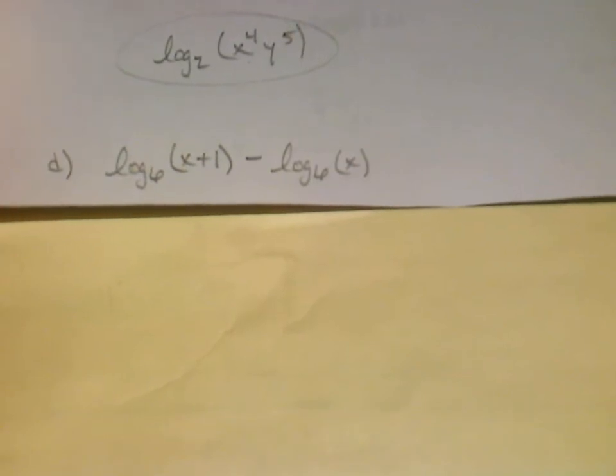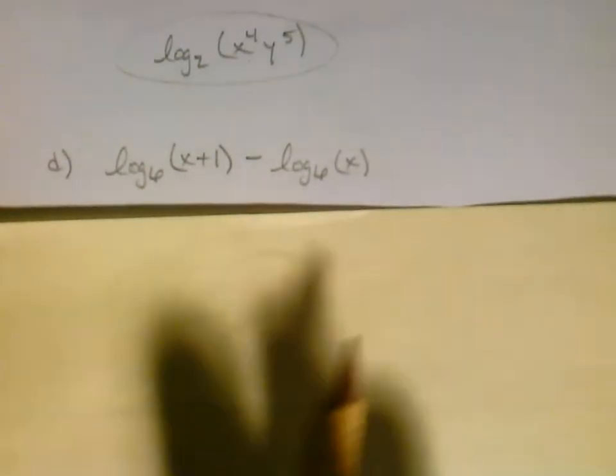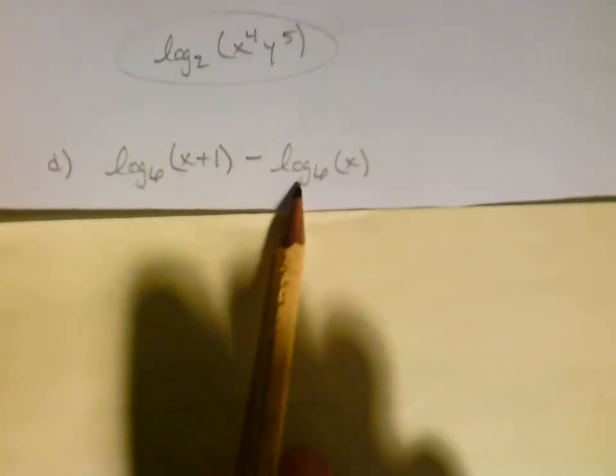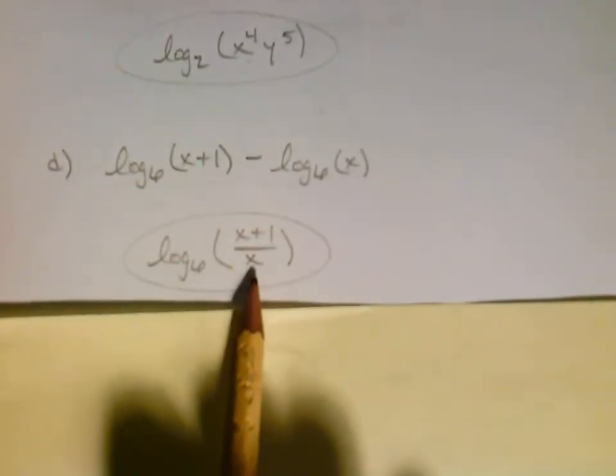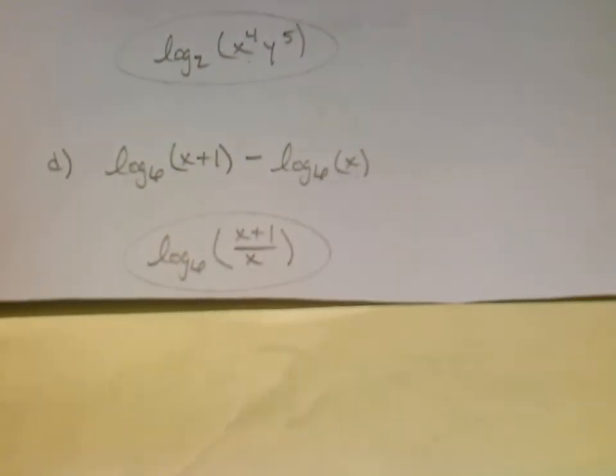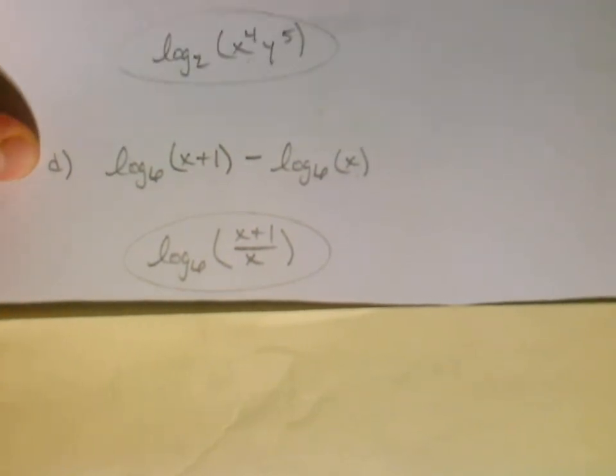Part D. Okay, more variables going on. We've got the log of x plus 1 base 6 and the log of x base 6, and we're subtracting. Well, of course, this will use property number 5. But exactly how? Okay, so we can combine these into a single log base 6 with that divided by that. 1 log base 6, and inside of it, x plus 1 over x. Done. That's all there is to do. I think I've got one more.